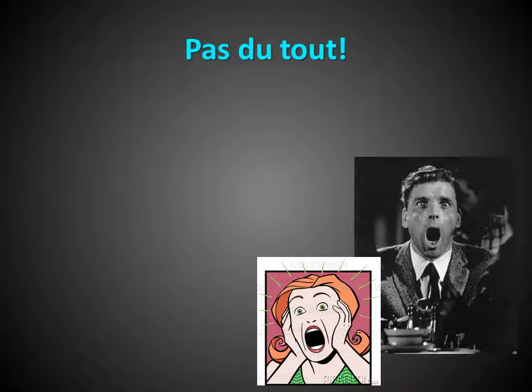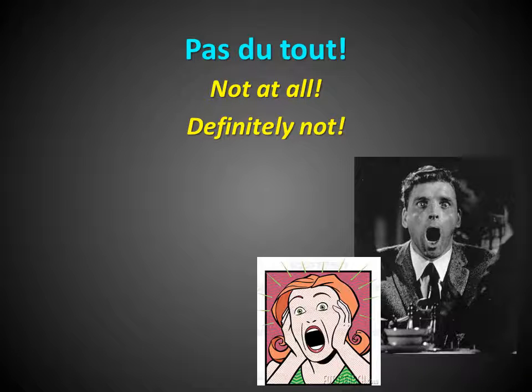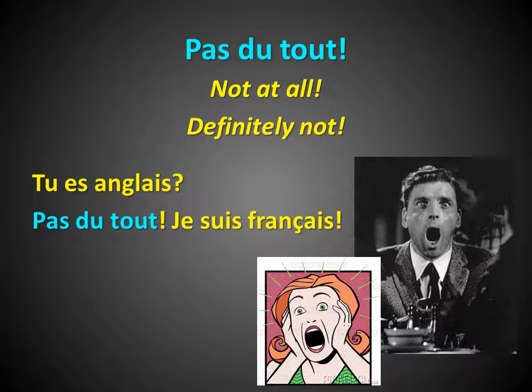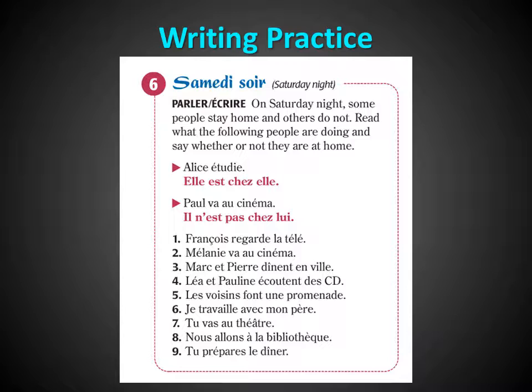To contradict someone, you might say, pas du tout. Pas du tout, not at all, for example, or definitely not. For example, tu es anglais? Pas du tout, je suis français. Not at all, definitely not. I am French, right? Pas du tout. Répétez pas du tout. Pas du tout. That's a good one.